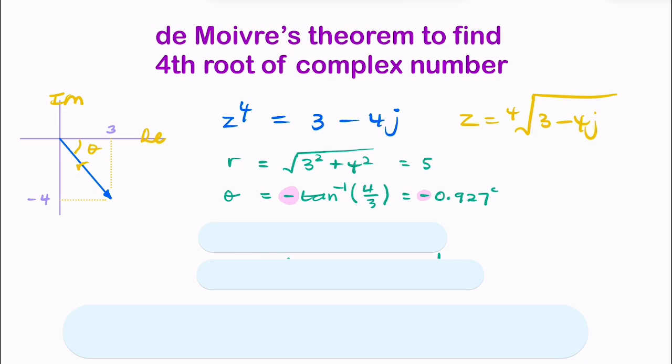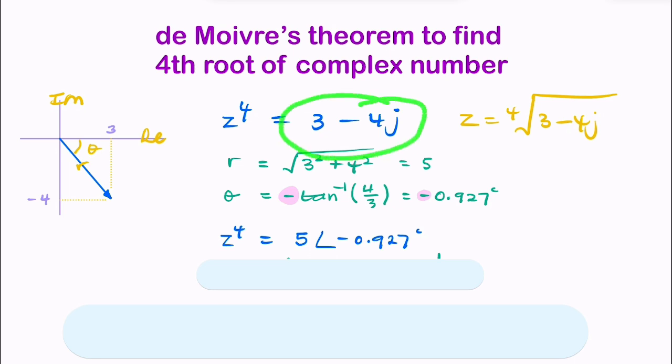So we can now rewrite this in polar form. So this is in rectangular and this is in polar. And remember that this angle is in radians. So that gives you z to the power 4. The question is asking for z, which is the fourth root. So we want the fourth root of that.